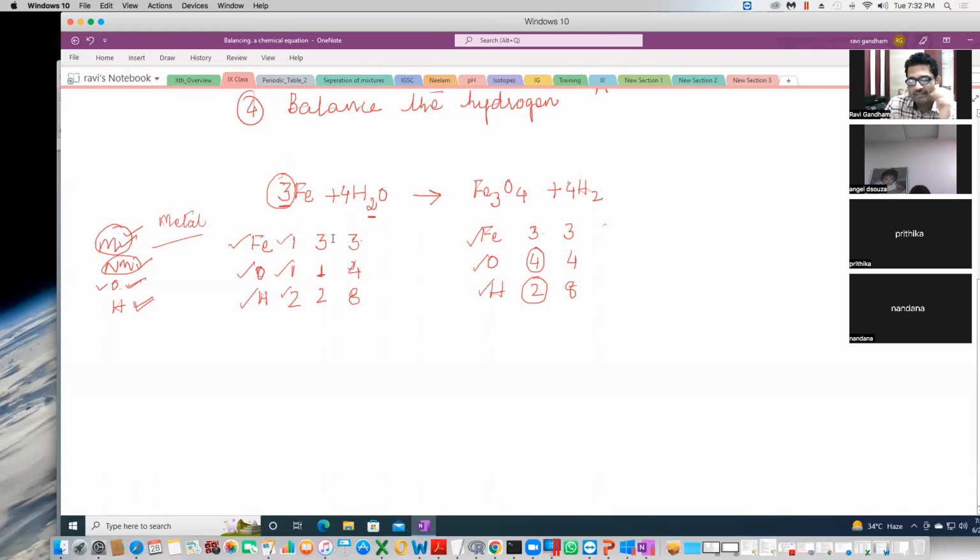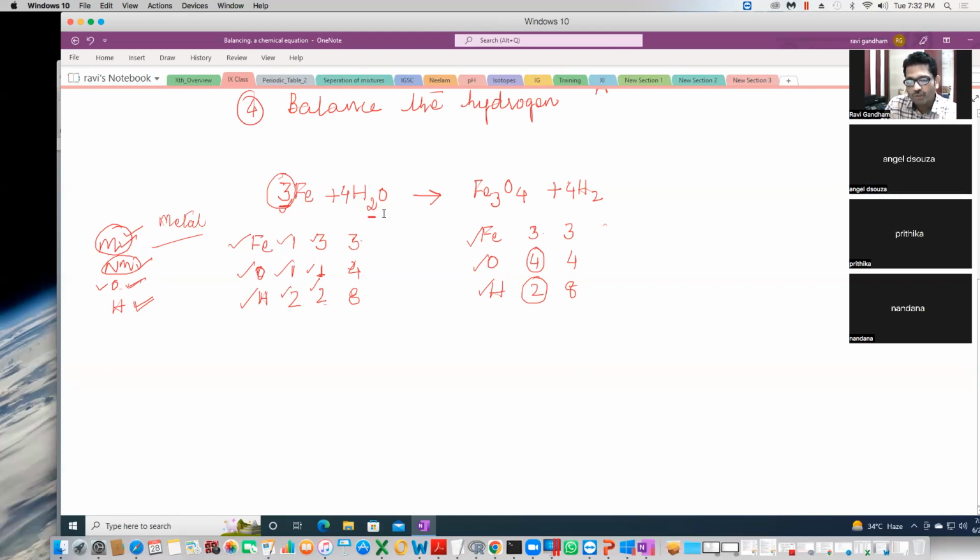And once the metal is balanced, let us say you have written 3 here, then write down the number of atoms of all the elements again, 3, 1, and 2. And then see the next thing to be balanced. If you have a non-metal, you should look for a non-metal other than oxygen and hydrogen. Now you don't have any other non-metal here. So you look at oxygen here now, and then you look at hydrogen.